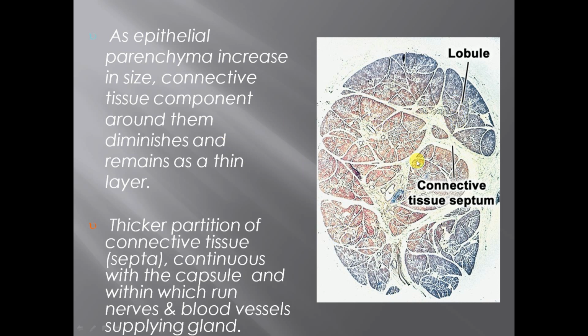This is the thicker part of the connective tissue. It continues with the capsule and supplies the gland with the nerves and the blood vessels. So this is the thicker portion of the connective tissue, which continues with the capsule and supplies the glands with the nerves and the blood vessels. And here you can see the nerves and the blood vessels which supply the gland.